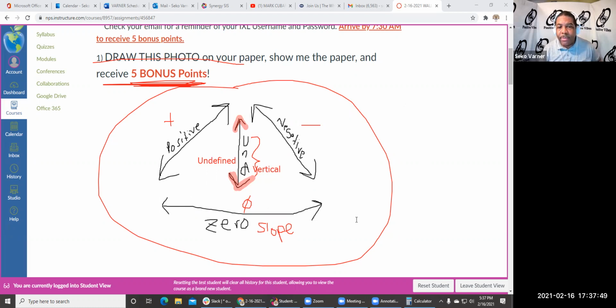And that's the zero slope. So what's another word for zero slope? Horizontal. So that's the horizontal slope, all right? Or horizontal line. Good. So if you've drawn this picture, then you're going to get the bonus points.